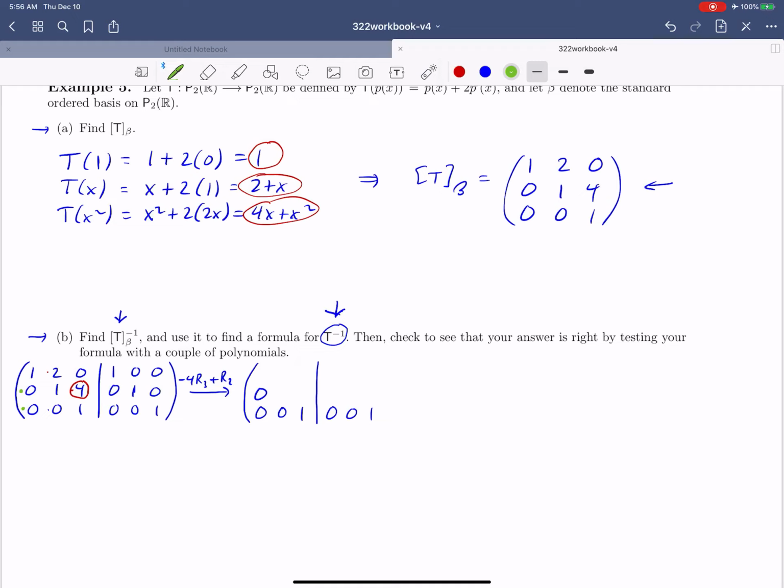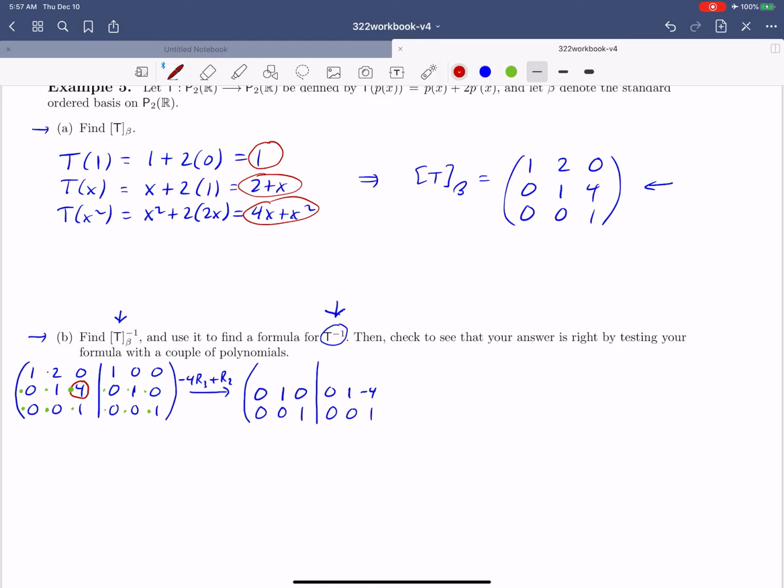Then, moving back to the matrix on the left again, negative 4 times 0 plus 1 is going to give us a 1 here. Then negative 4 times 1 plus that 4 will give us the 0 that we wanted. Then negative 4 times 0 plus 0 is still 0. Negative 4 times 0 plus 1 is 1. And finally, negative 4 times 1 plus 0 is negative 4. So there's our new second row.